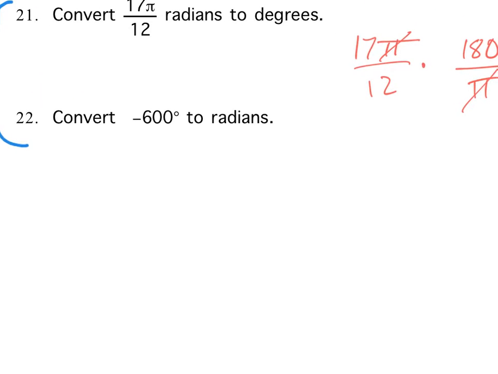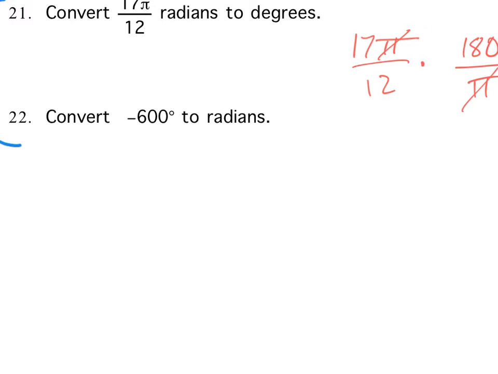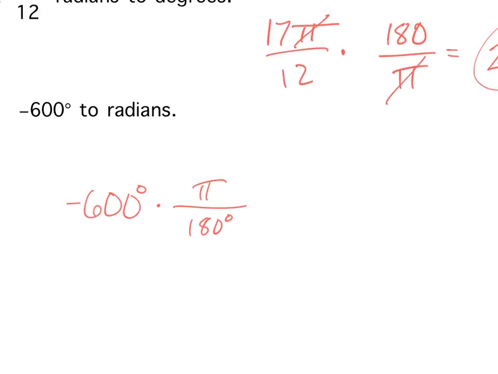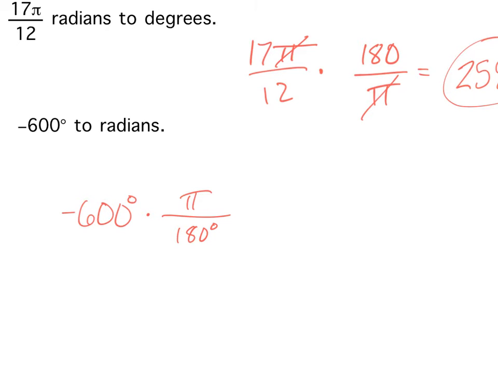Then on number 22, we are going from degrees to radians. And we start off with a negative number. That's not going to affect how we set up the problem. It just means our answer will be negative. The conversion factor to go from degrees to radians is pi over 180. Same as the fraction we used before, just flipped.